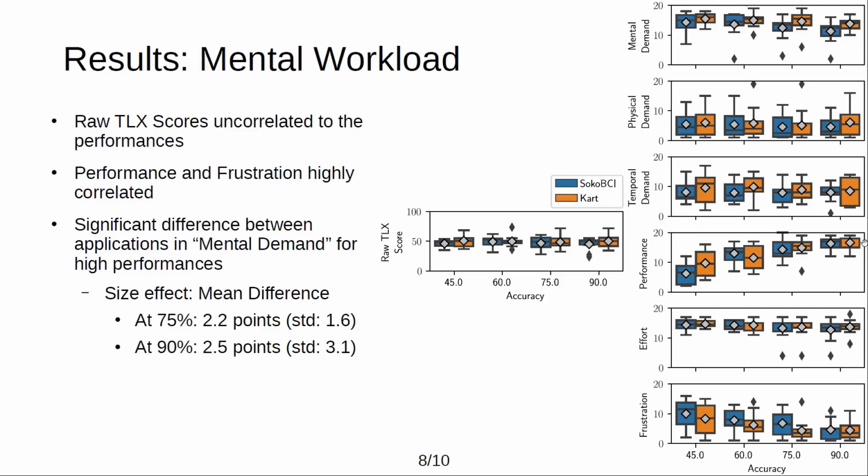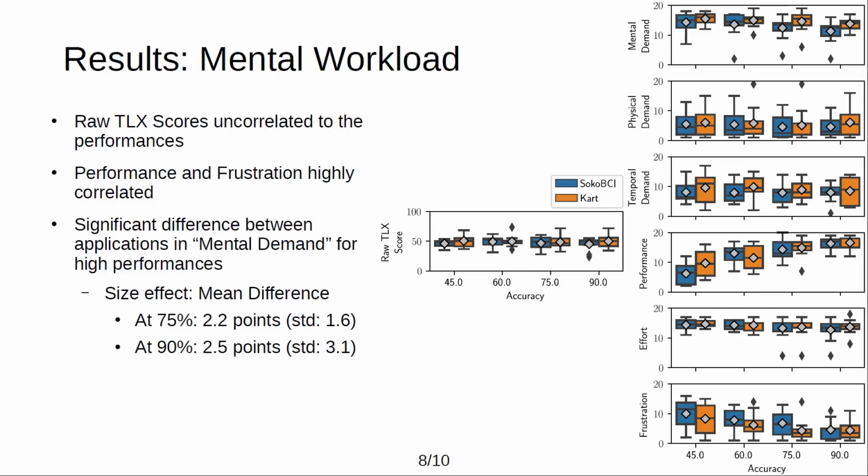In addition, we did observe a significant difference in the mental demand of the task between applications. Here, we can see that the cart application seems a little bit more demanding than the SOCO BCI as soon as the accuracy reaches 75%, and it can be explained by the presence of inertia in the cart application. It makes the user think a lot more about what they are doing and what needs to be done, even during the breaks. Therefore, the users must maintain some level of alertness during the entire block.